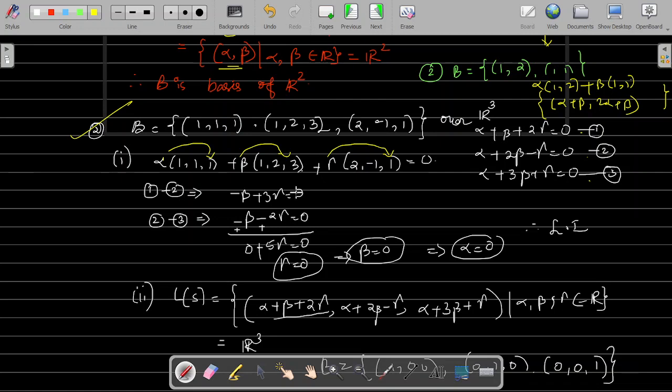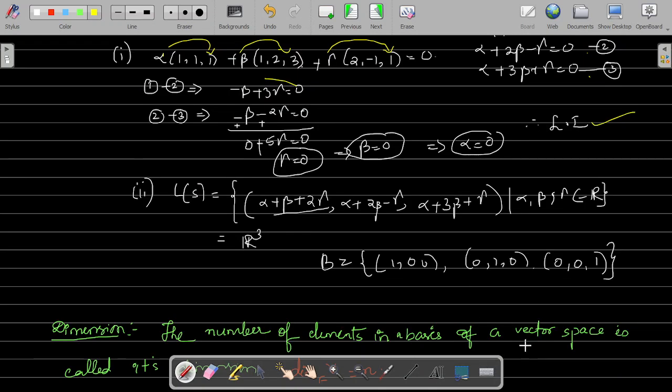When you subtract 1 and 2, you will get this equation. When you subtract 2 and 3, you will get this equation. Hence, gamma comes out to be 0, beta comes out to be 0, and alpha comes out to be 0. If all the scalars are equal to 0, then that set is linearly independent. That is achieved now. Now the second condition is the linear span of these vectors.